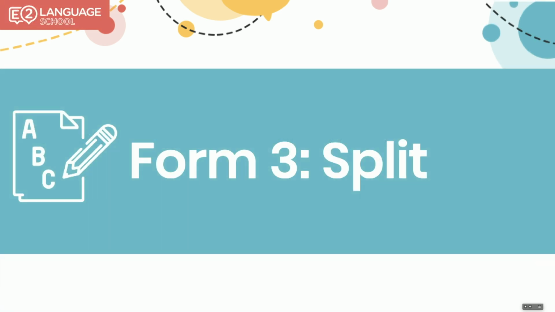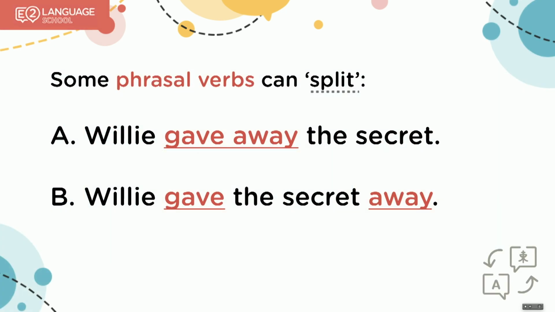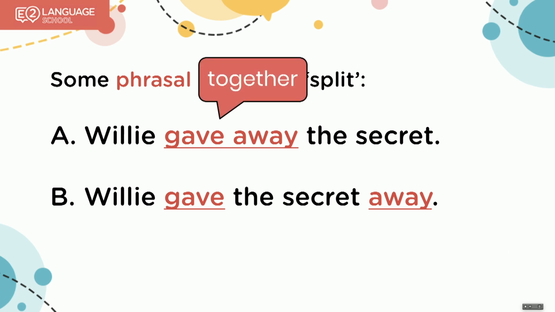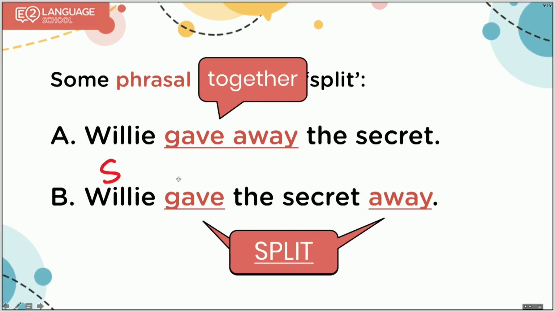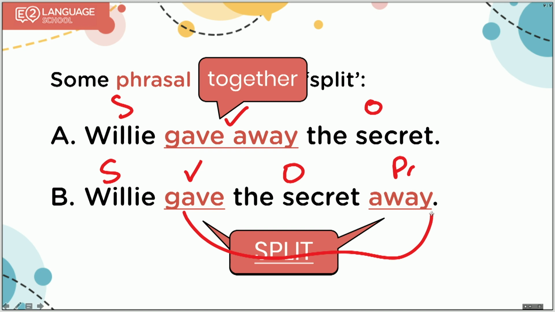But form 3, some phrasal verbs can be split. For example, Willie gave away the secret, or Willie gave the secret away. Here we have the phrasal verb together, and here we have split the phrasal verb and we have put the object of the sentence. Let me just spell this out for you here. We have subject, we have verb, object, then we have preposition here. Okay? Here we just have subject, verb, object. So we've split this one like this.